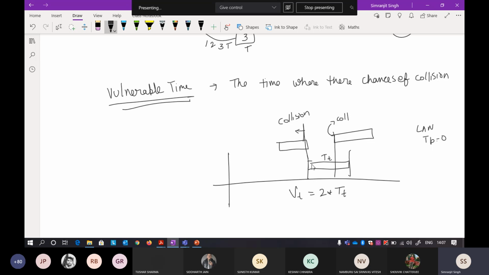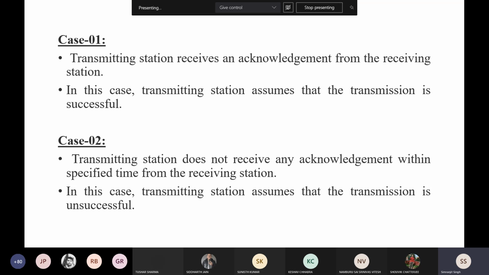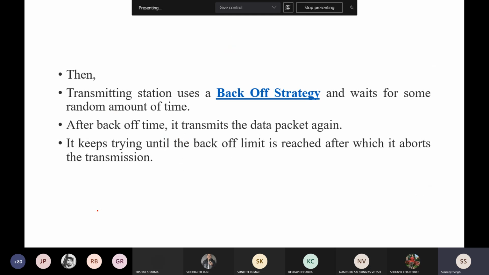Because at this time, this particular TT is going to be finished, but I started here, so that is why again there is a collision. Now if you see the formula for the efficiency, just wait a second. There are two cases. First case is successful transmission, another case is unsuccessful transmission. The transmitter receives an acknowledgement from the receiving station, so this is a successful one. If it does not receive any acknowledgement, this is your unsuccessful one. In an unsuccessful one, you go with the back off strategy. So I'll get back to it.